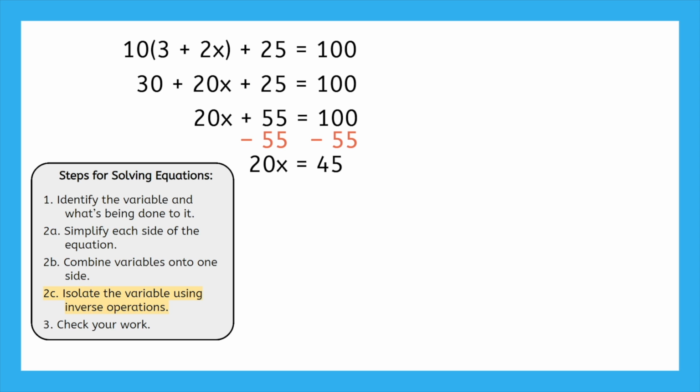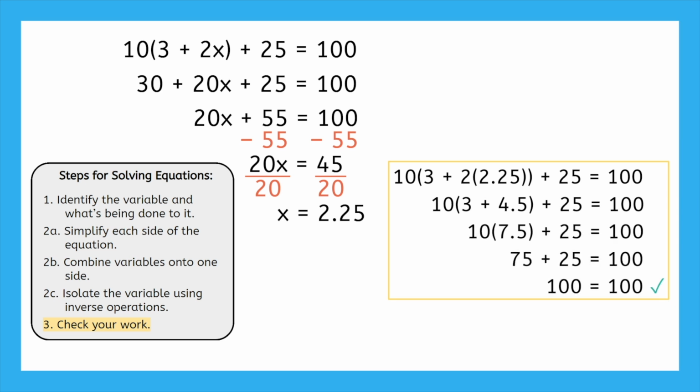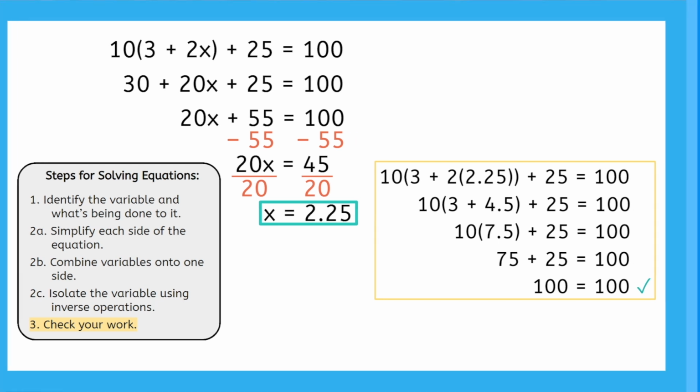Dividing by 20. 45 divided by 20 is 2.25. So we have x equals 2.25. We check our work using substitution. We plug 2.25 in place of x in our original equation and do the math. Yep, 100 equals 100. Since x represents the cost of one toy, that means we can spend $2.25 on each toy for the animal shelter.